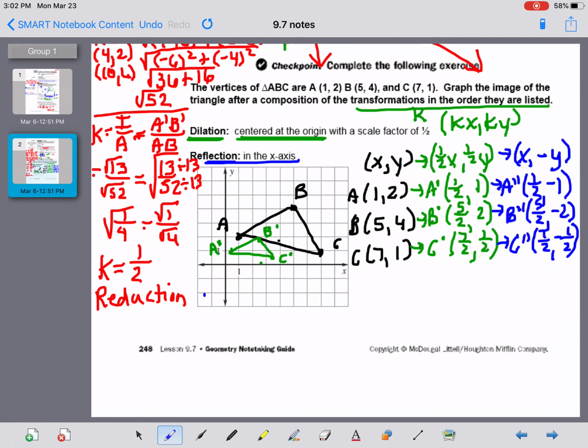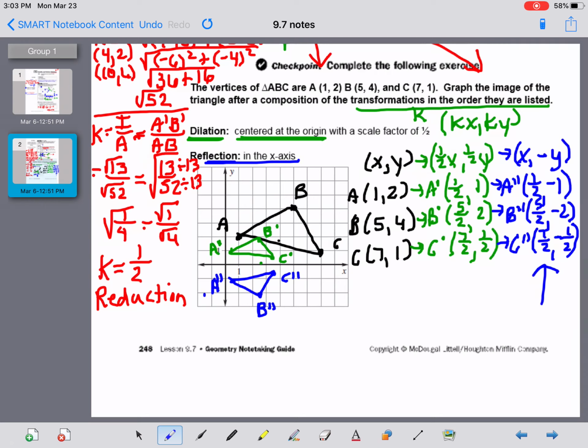And now we're ready to graph our final set of points. So for A double prime, I'm going to 1/2 and negative 1, and again, make sure we label that A double prime. For B double prime, I'm going to 5/2, which is the same as 2.5, and negative 2. And for C double prime, I'm going to 7/2, which is 3.5, and negative 1/2. So again, beneath that x-axis there. And there's my final triangle. So if someone asks us what's the final answer, it would be these final 3 sets of points. And my final shape would be the blue triangle on the graph.